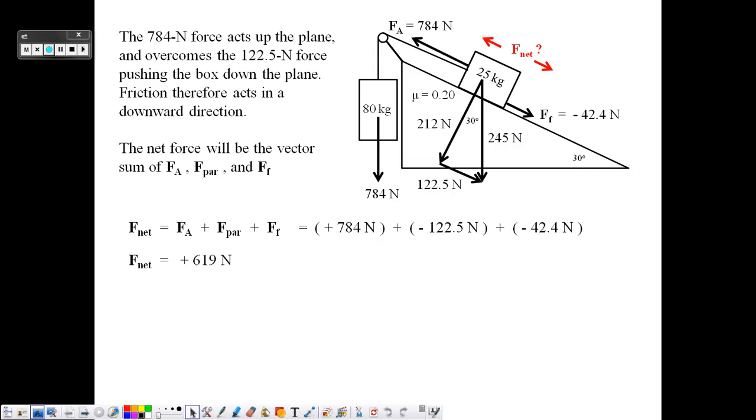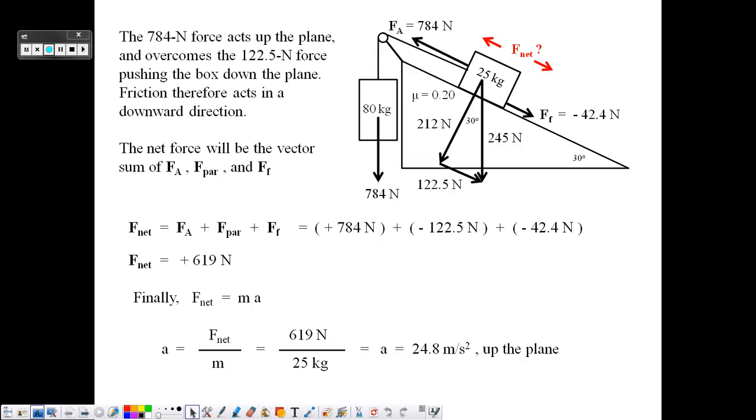And then I can apply Newton's second law, F equals ma. Solving for the acceleration, putting my values in there, ultimately it turns out to be 24.8 meters per second squared up the plane, or positive.